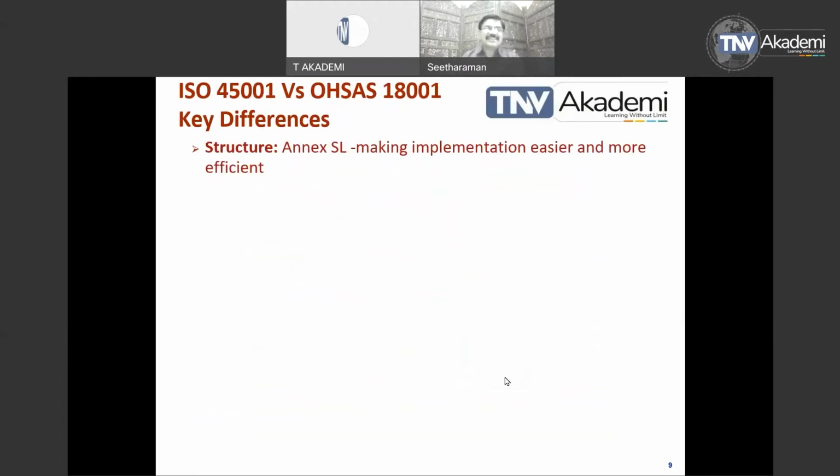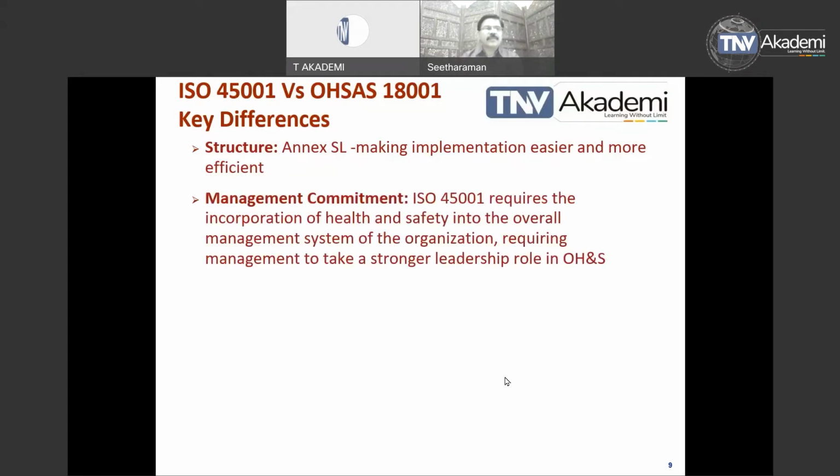First and foremost, the structure. The structure is the Annex SL high-level structure, which is common to all other management system standards from 2013. So it is easy for organizations to integrate many management system standards into one integrated management system. So that is possible by having ISO 45001. Whereas OHSAS 18001 was a British standard, it did not have the same clause structure. So that's why ISO adopted it and made it as per the ISO high-level structure.